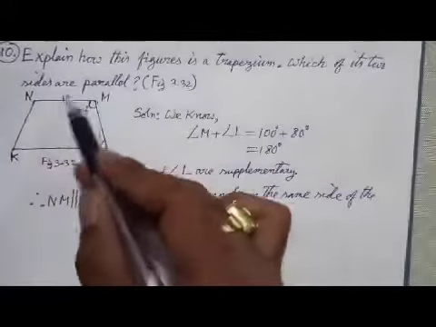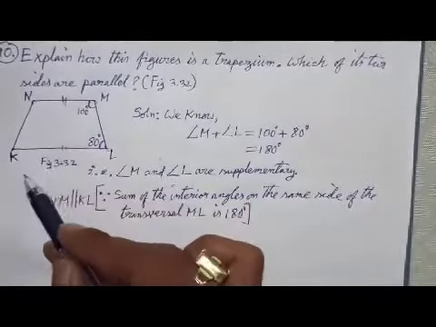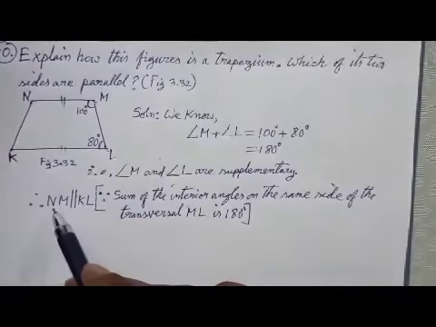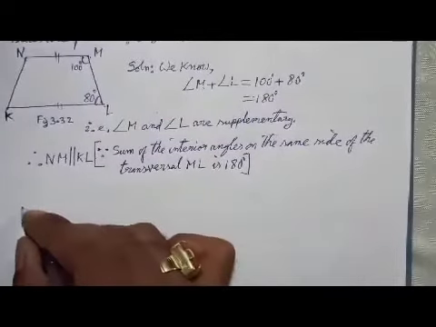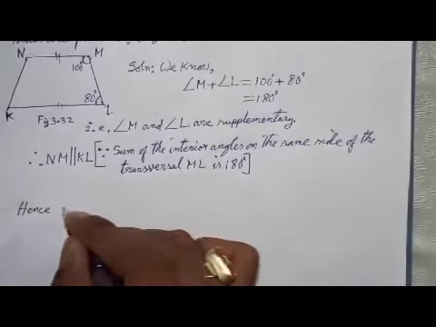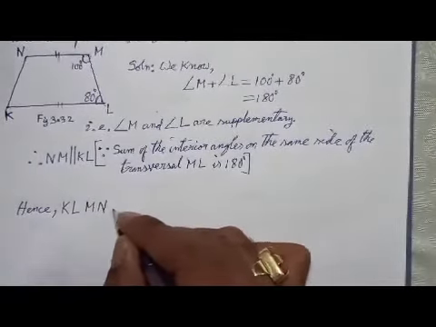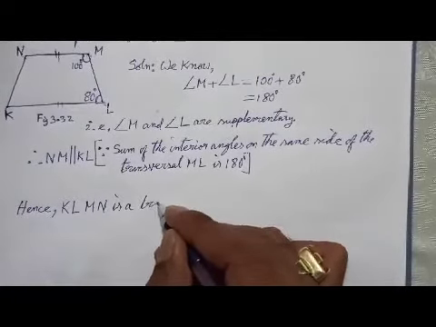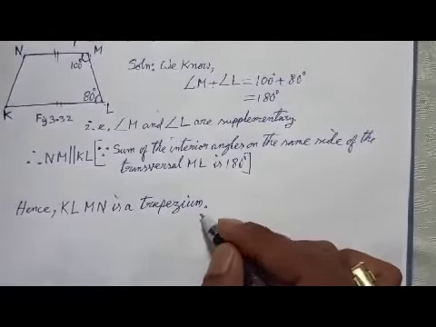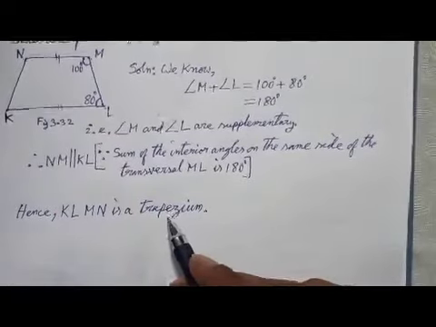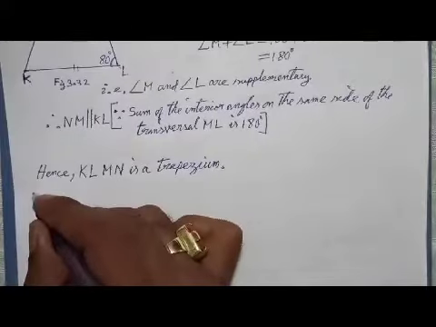In a quadrilateral, if one pair of opposite sides is parallel, then that quadrilateral is called a trapezium. Now, since NM is parallel to KL, we can say that KLMN is a trapezium. Hence, KLMN is a trapezium. Here this question is over, and I hope that you can understand that. Next, let's try question number 11.